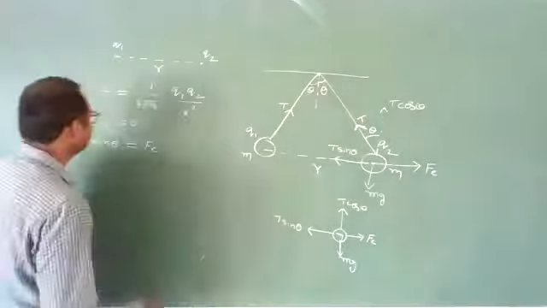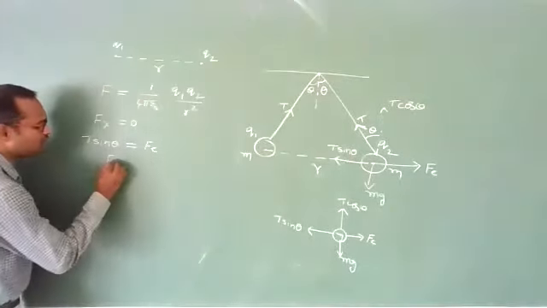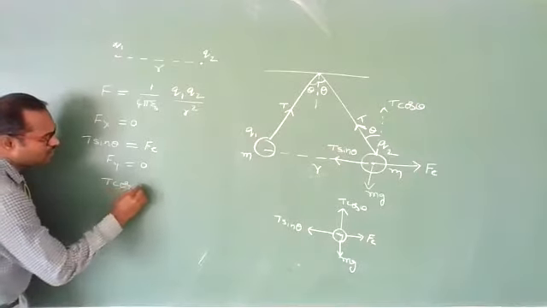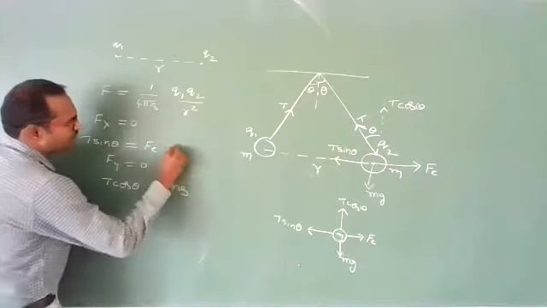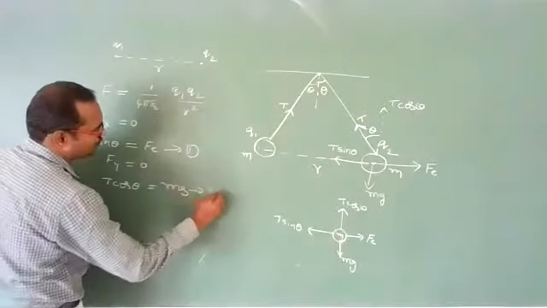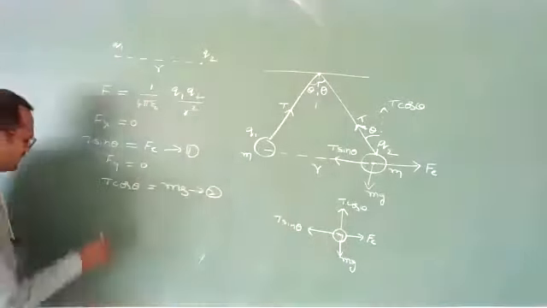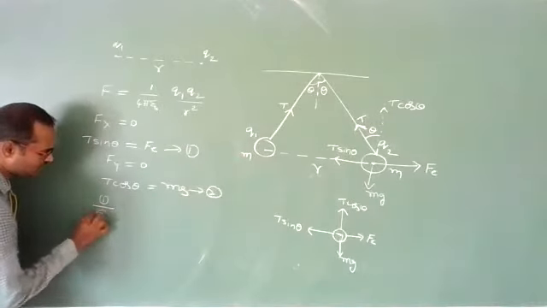And one more point, vertically also the force should be zero. Fy should be zero. That means T cos theta should be equal to mg. This is equation number 1, this is equation number 2. Okay, divide both the equations, equation 1 divided by equation 2.